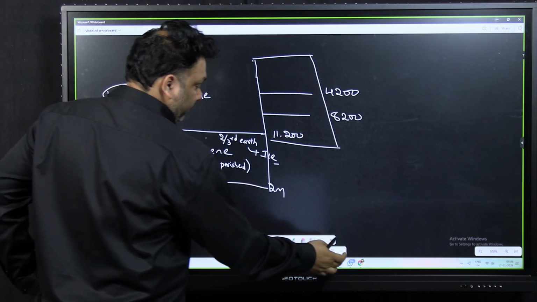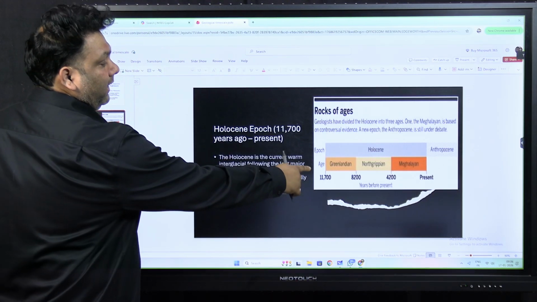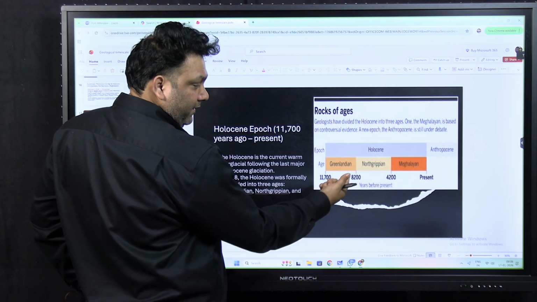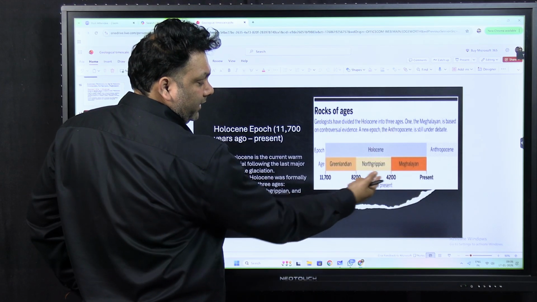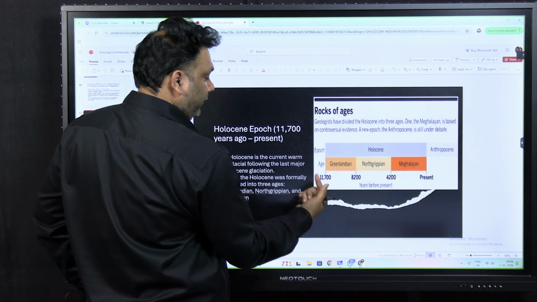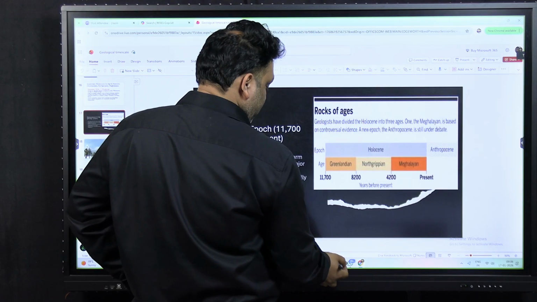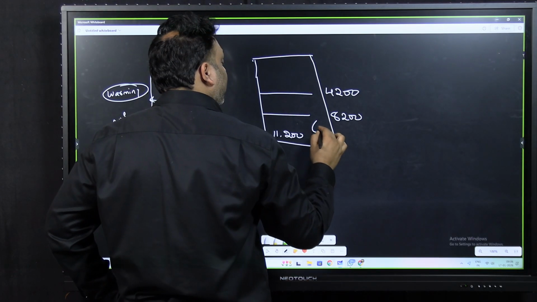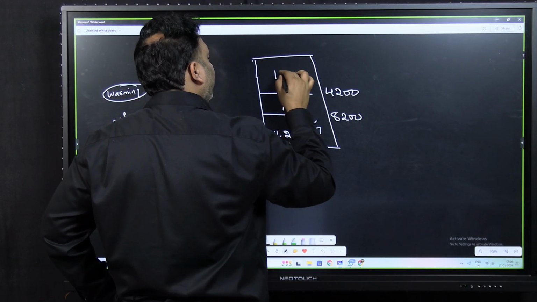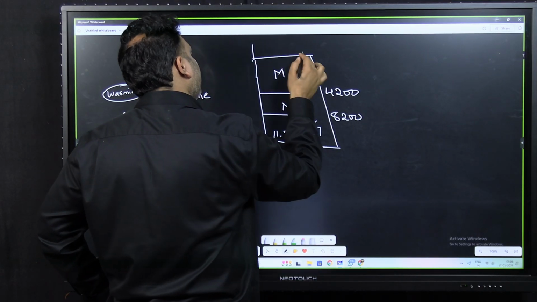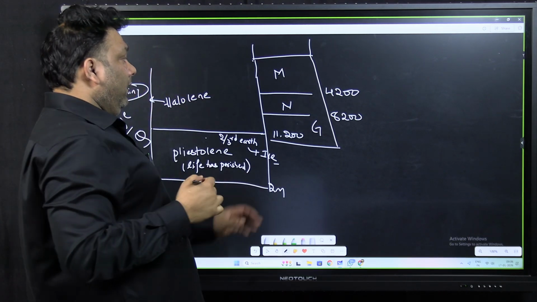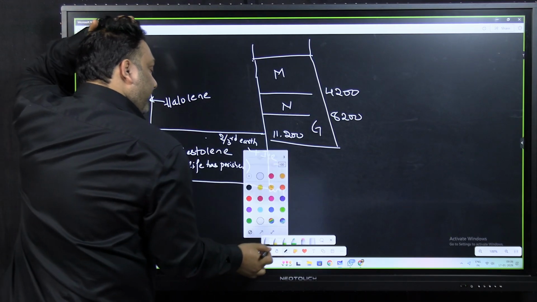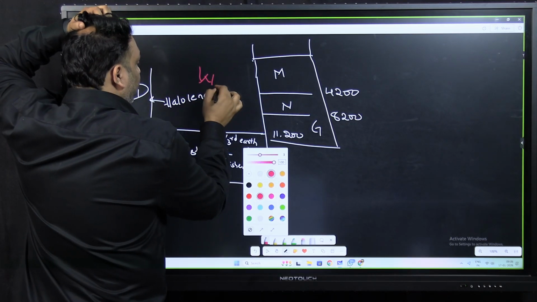So it is further divided into three: Greenlandian, North Grippian and Meghalayan. So this is 11,700. Then here 8,200, here 4,200. So I made this also 11,200. Okay. So the Greenlandian, North Grippian and Meghalayan. Now this is the time period during which the warming is taking place here. This is a period of warming.